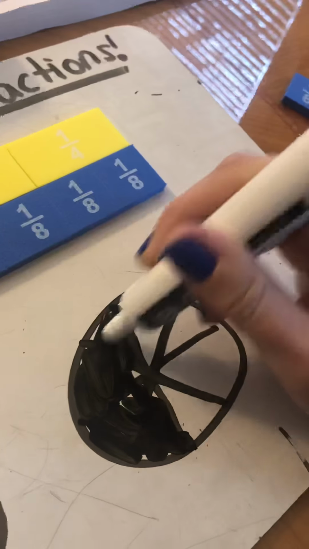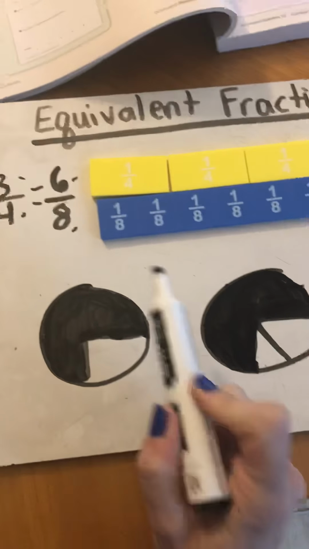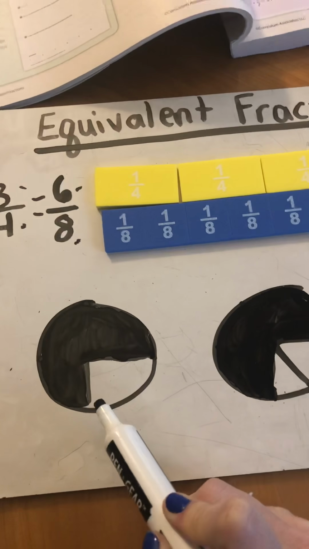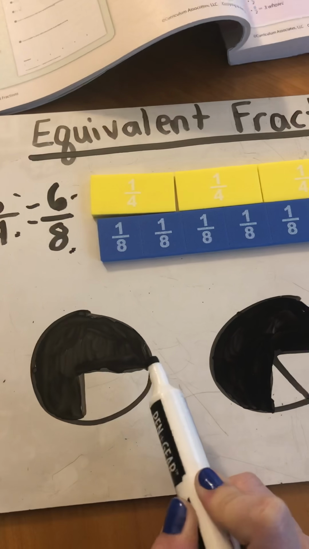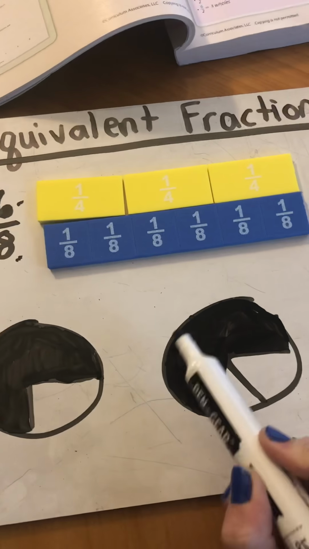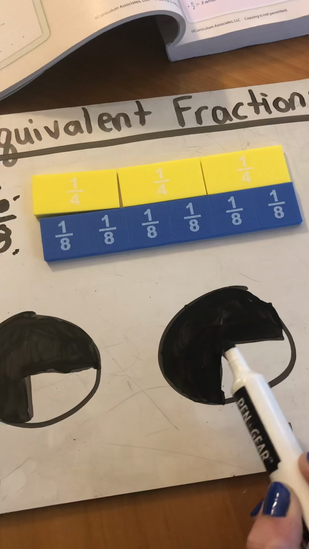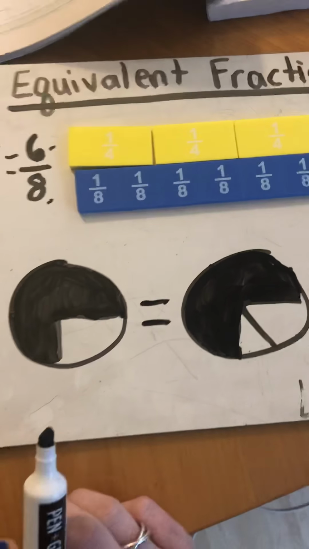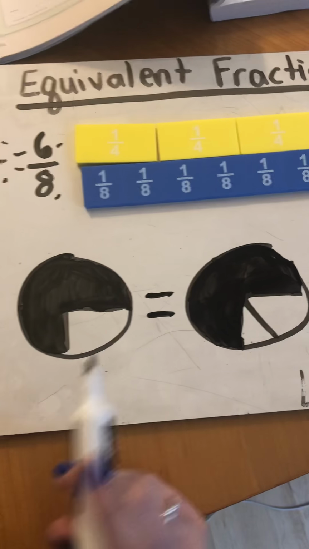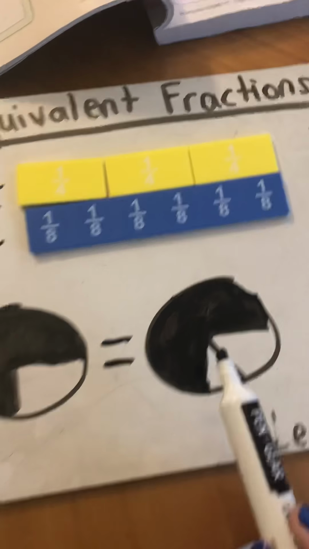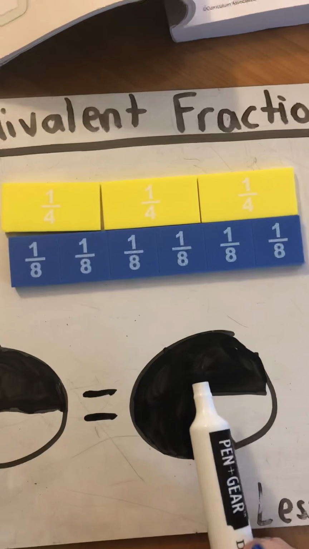6/8. Now let's compare these two pizzas. I know they're cut differently, but if you can see, from here all the way to here is shaded in. On this pizza, from here all the way to here, again, is shaded in. These two are equivalent, equal fractions. 3/4 and 6/8 are equivalent fractions.